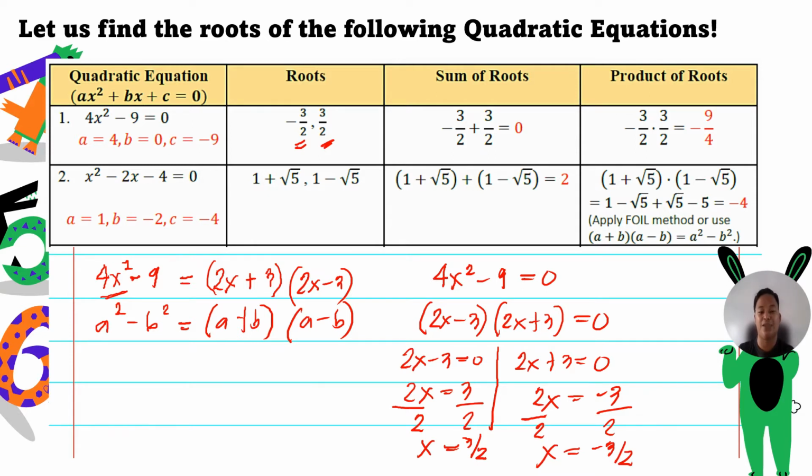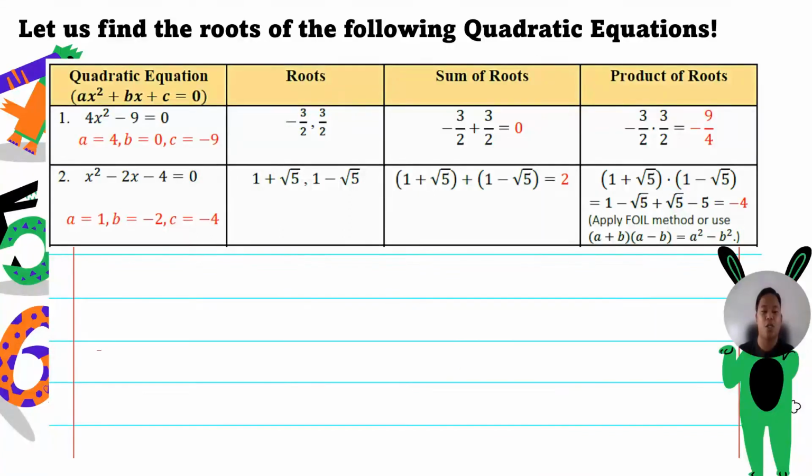After determining the roots, we're going to find the sum. Hence, the sum will be equal to 0. And its product is equal to negative 9 over 4, since negative 3 times positive 3 is negative 9, and 2 times 2 is equal to 4. So for our first quadratic equation, we use the difference of two squares for us to factor this given equation. So here is our rule on how we're going to factor difference of two squares.